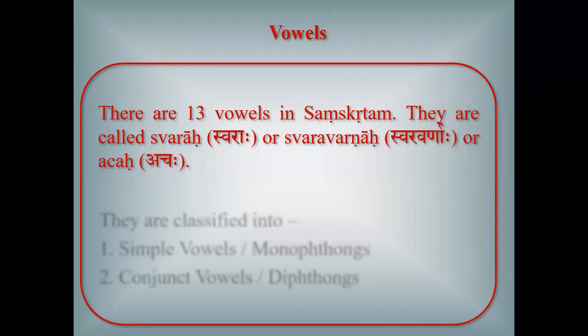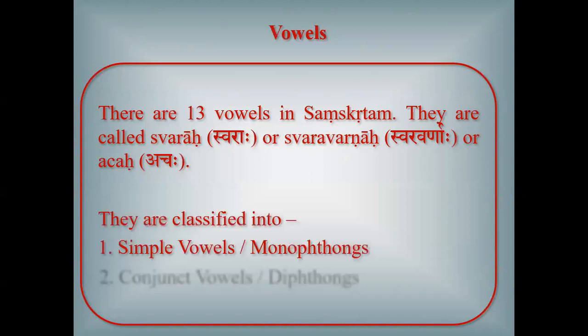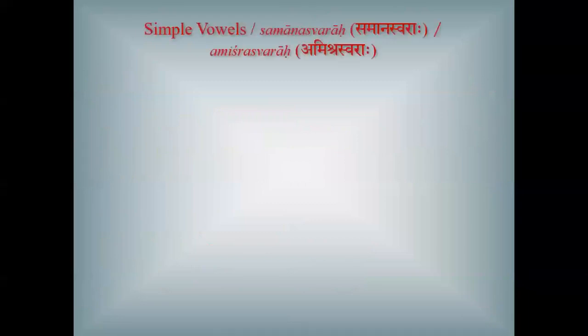And these vowels are classified into simple vowels and conjunct vowels. Before we learn the vowels, let us know the classification. The vowels are classified into simple vowels and conjunct vowels, monophthongs and diphthongs. Why is it classified like this? It has a reason. First, we will see simple vowels and then I will tell you the reason.